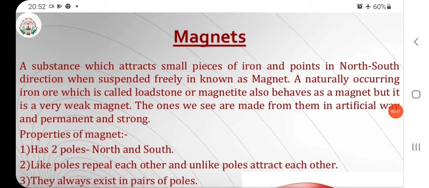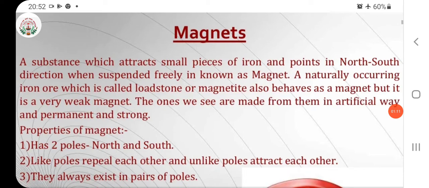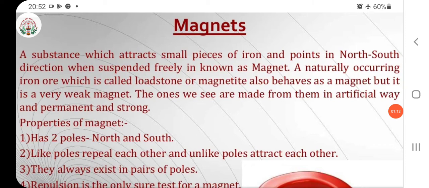A naturally occurring iron ore, which is called lodestone or magnetite, always behaves as a magnet, but it is a very weak magnet. The ones we see are made in an artificial way, and are permanent and strong.